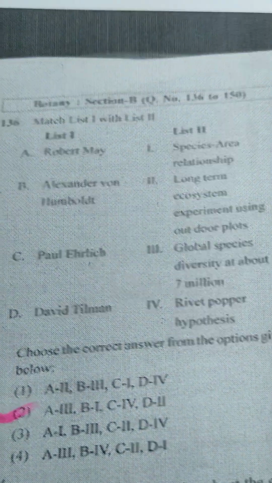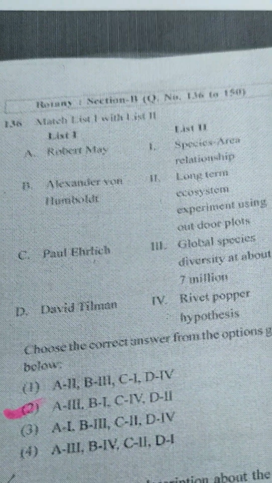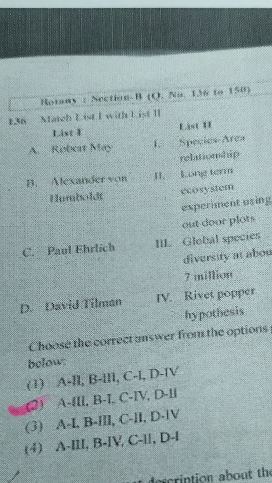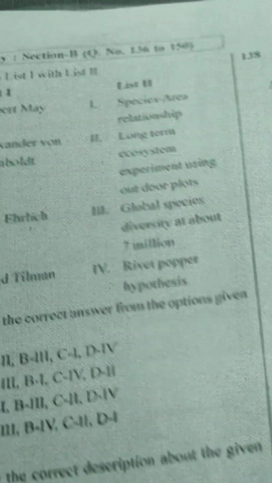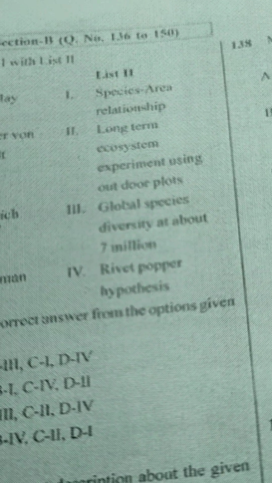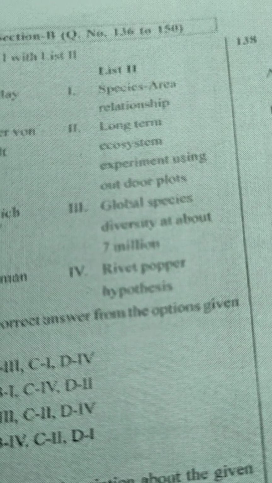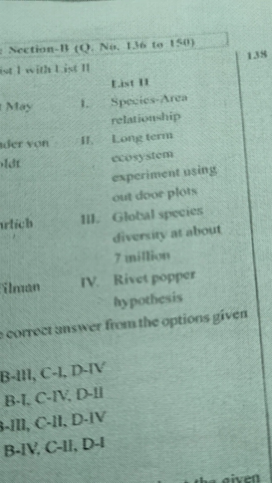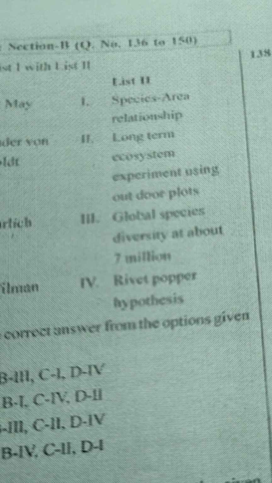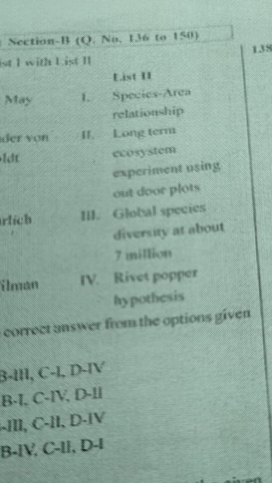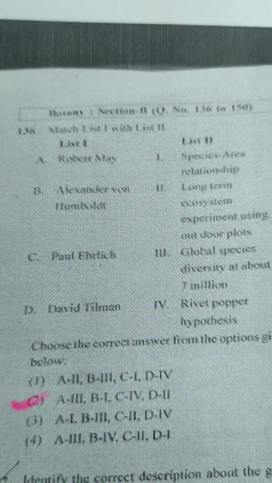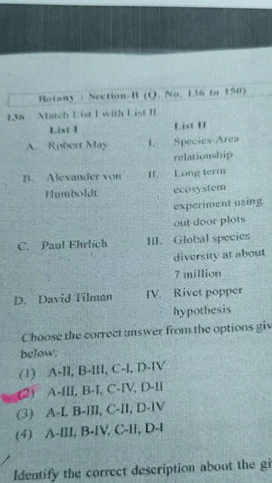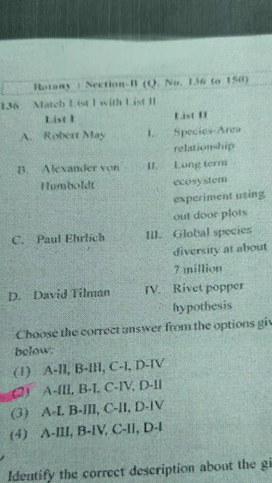Question number 136. Match list 1 with list 2. List 1: A. Robert May, B. Alexander von Humboldt, C. Paul Ehrlich, D. David Tilman. List 2: 1. Species-area relationships, 2. Long-term ecosystem experiment using outdoor plots, 3. Global species diversity at about 7 million, 4. Rivet popper hypothesis. Correct option is 2: A3, B1, C4, D2.